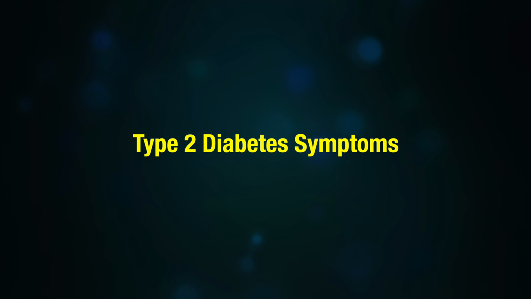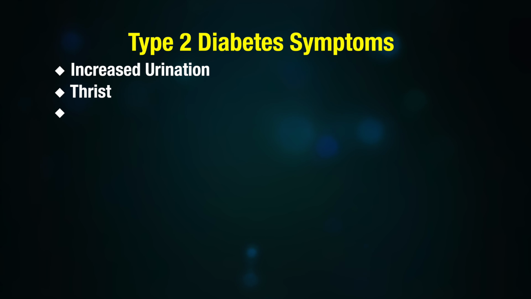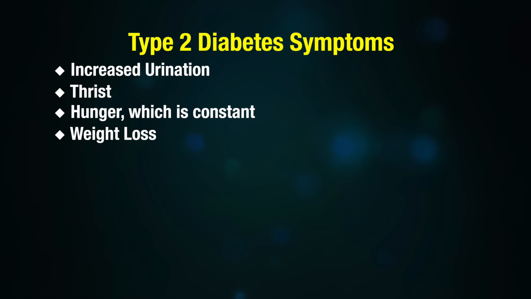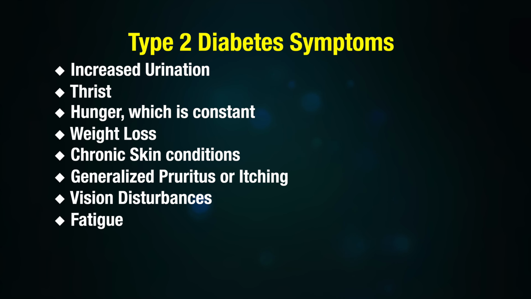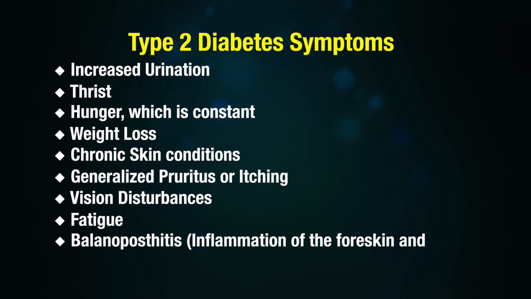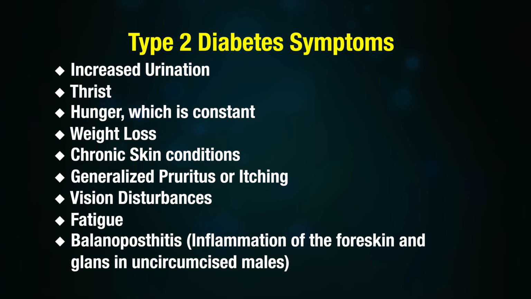Type 2 diabetes symptoms. While increased urination and thirst may be presenting complaints, most of the patients remain asymptomatic, that is, without any symptoms. The symptoms in type 2 are less marked and the diagnosis is several years after onset. That's why it's important to know the risk factors.